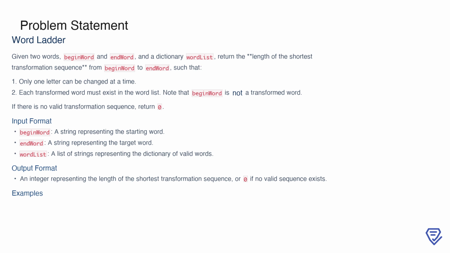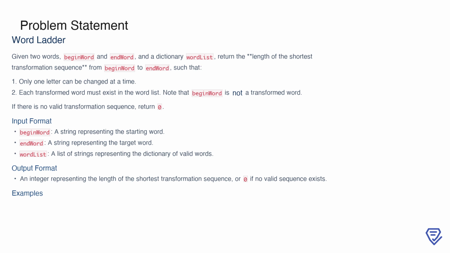In this problem, we are tasked with finding the shortest transformation sequence between two words, a starting word, called begin word, and a target word, called end word. The transformation must follow certain rules. First, you can only change one letter at a time, and second, every intermediate word you create during this transformation must be part of a given dictionary called word list. Importantly, the begin word itself is not considered part of the transformation sequence. If no valid sequence exists that satisfies these conditions, the result should be 0.